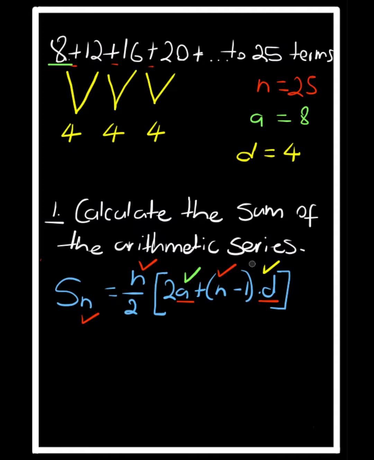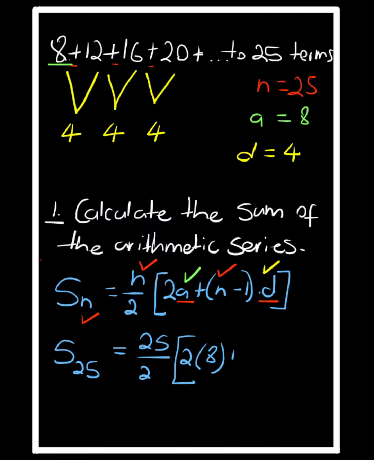So we found all the unknown values in our formula, so we just substitute and we calculate, which means then the sum of 25 terms will be equal to 25 divided by 2, square brackets, 2 times your first term, which is 8, plus n, which is 25, minus 1 times the common difference, which is 4.